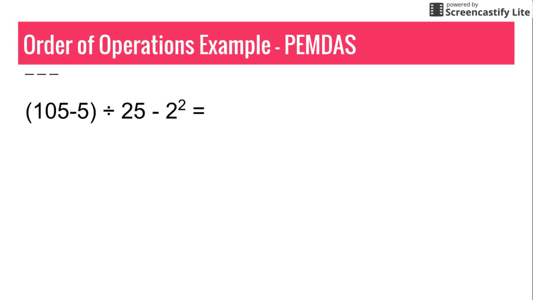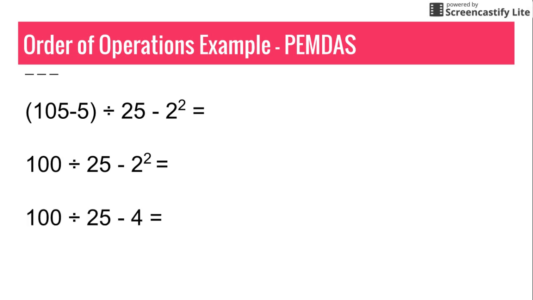Example number 3. Here we have parentheses. That's our first job. And 105 minus 5 will get me 100. Now I'm going to rewrite everything. So now I have 100 from those parentheses divided by 25 minus 2 squared. Now, I did all my parentheses. Next, I need to do my exponents. I only have one of them to worry about. I have 2 squared. 2 squared is simply taking 2 times 2, which will get me 4.